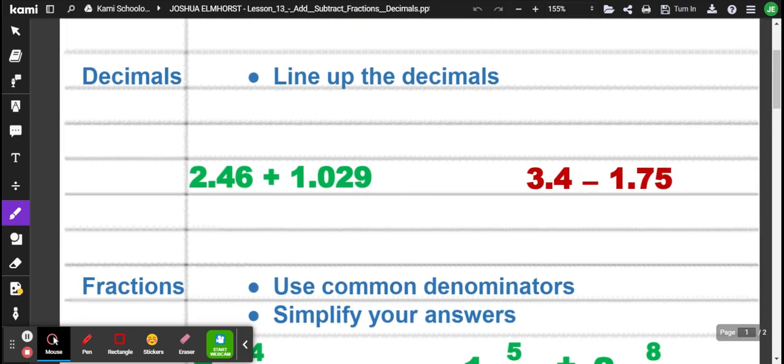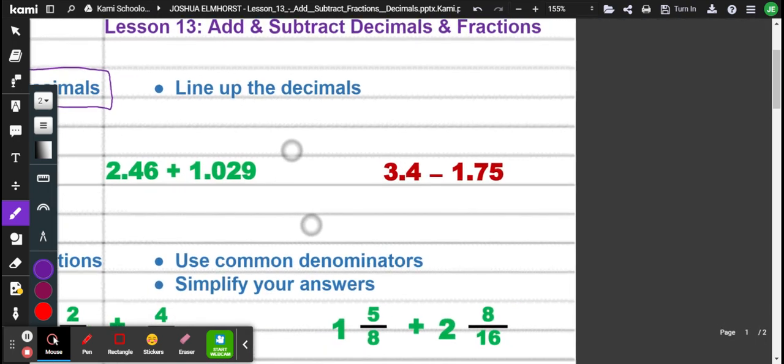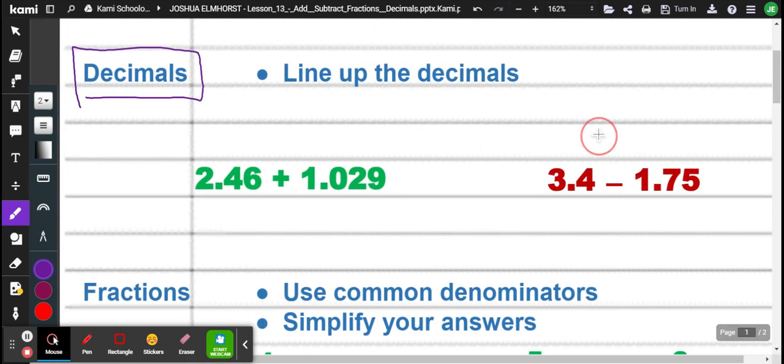So the first and foremost thing to focus on for decimals is going to be lining up your decimal place values and then adding whole numbers to whole numbers, tenths to tenths, hundreds to hundreds. So let's do this. Got 1.026 and 0.029. So this one we're going to add them.